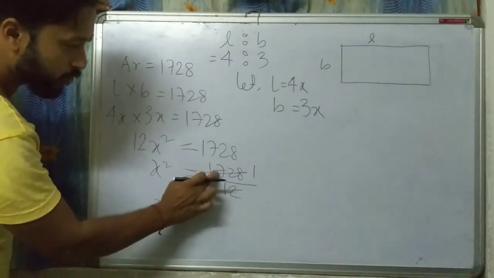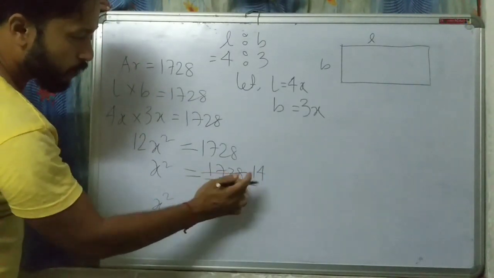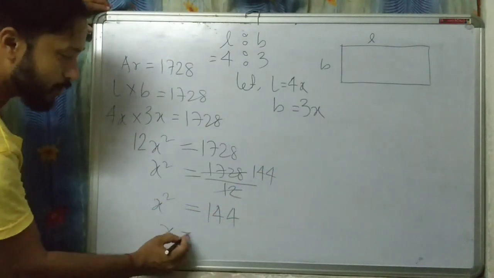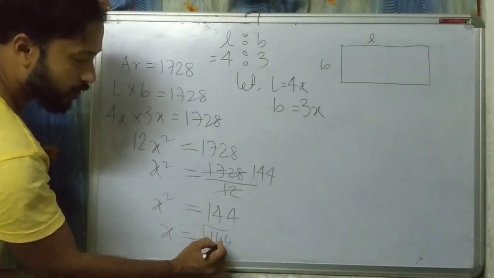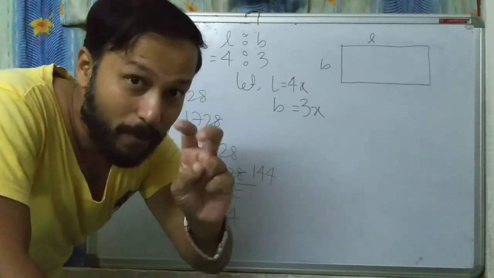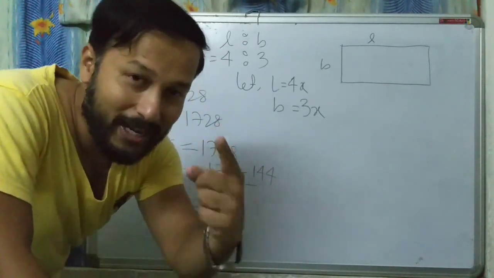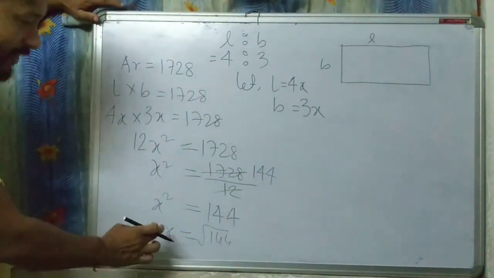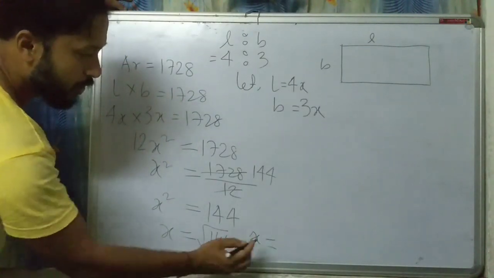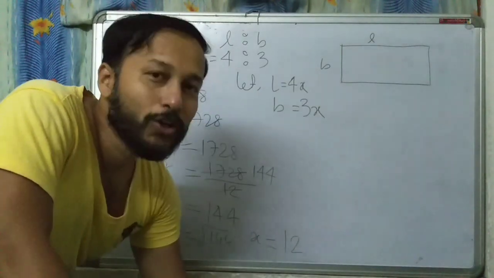12 1s are 12, 5, 52. 12 4s are 48, 4, 144. So x equal to root over 144. I already discussed how to find the square root. From 2 we have to take 1. In the same way, if you find the square root of 144, you will get x equal to 12.